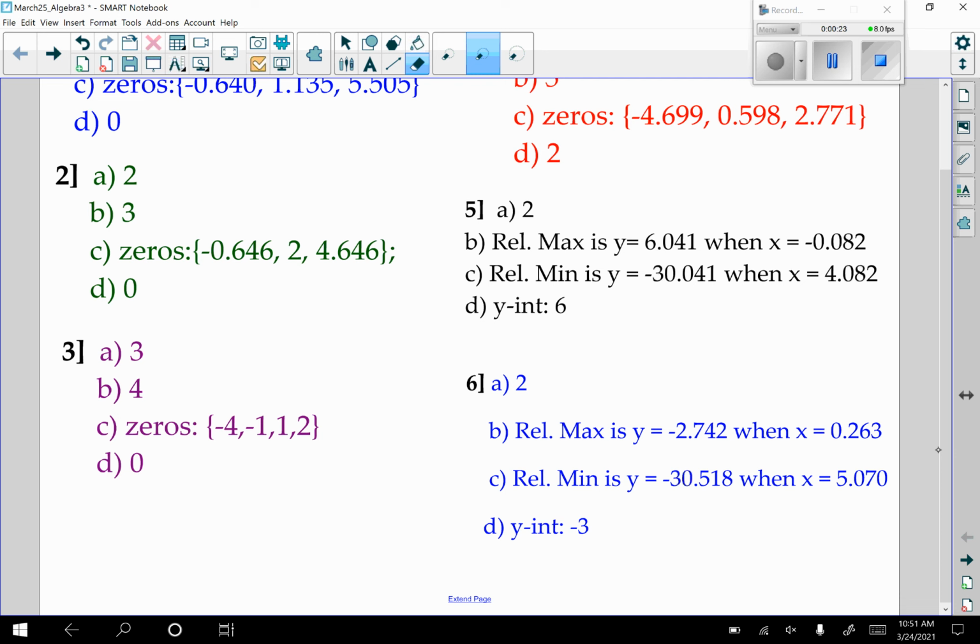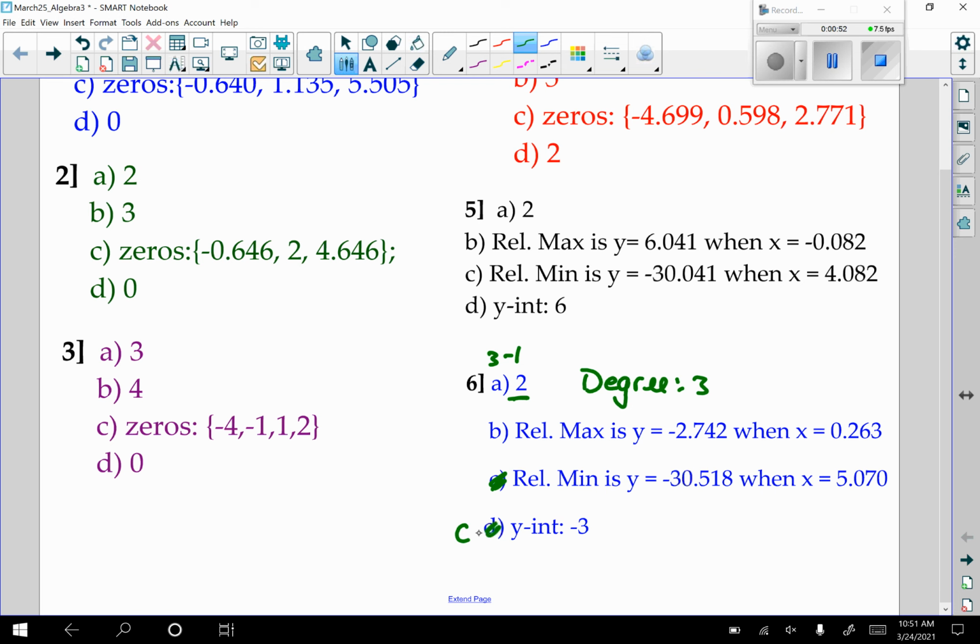So again, A, the most number of peaks or valleys, so the maximum number of relative extrema, is always the degree minus 1. So number 6, the degree is 3. So 3 minus 1 will give us this answer of 2. Now remember, for B, it's actually just part B here for the relative max and min. This is actually part C right here.